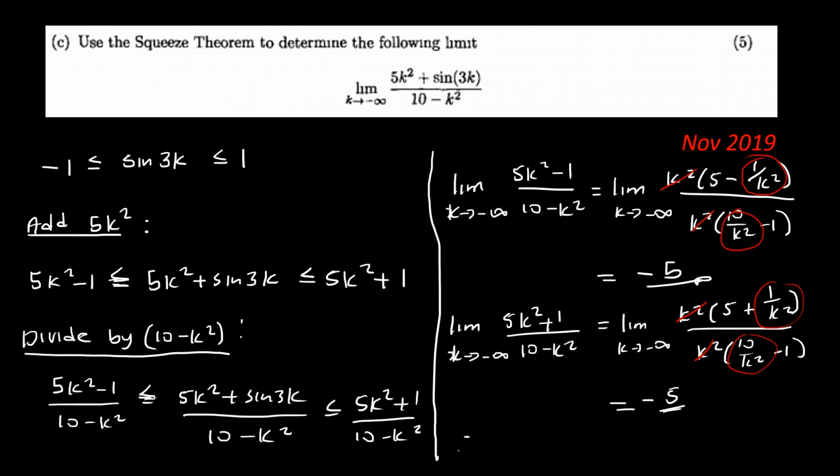So therefore you conclude, it means the limit when k approaches negative infinity of 5k squared plus sine 3k over 10 minus k squared is minus 5, just like that. And you see how many marks? This is 5 marks, and it's 5 marks you shouldn't lose because it's not too complicated. Okay, the video is already too long, 16 minutes, so let me do the last question.